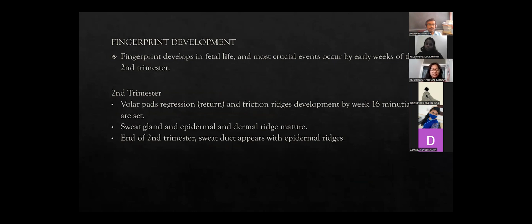Volar pads are nothing but transient swellings of tissue called mesenchyme under the epidermis of the palmar surface of the hands and soles of the feet of the human fetus. Sweat glands on epidermal and dermal ridges mature. At the end of the second trimester, sweat ducts appear with epidermal ridges. So next slide.